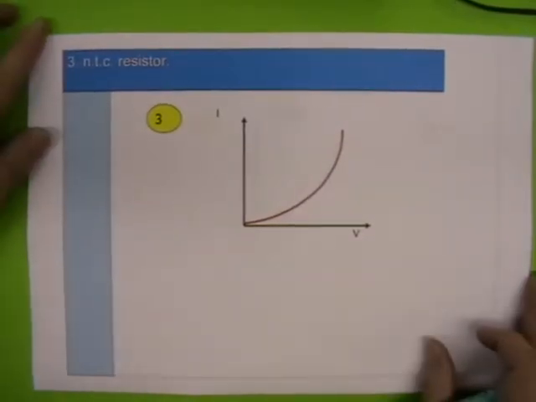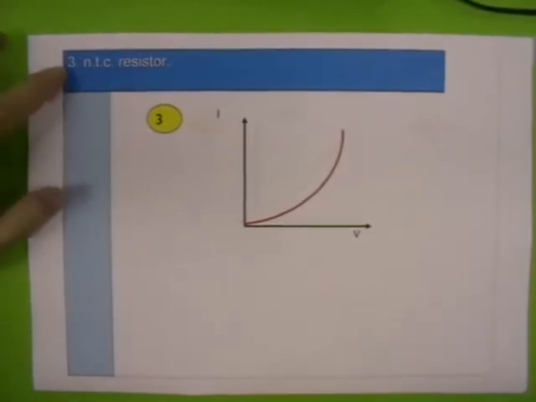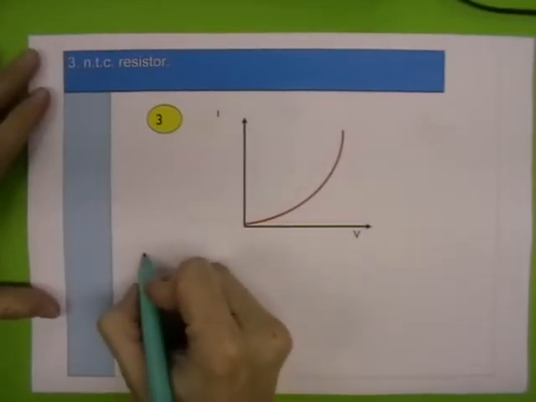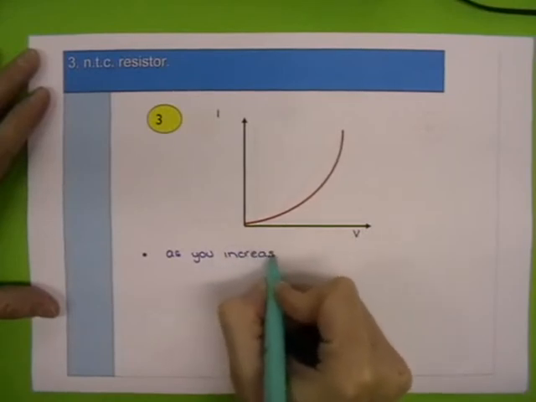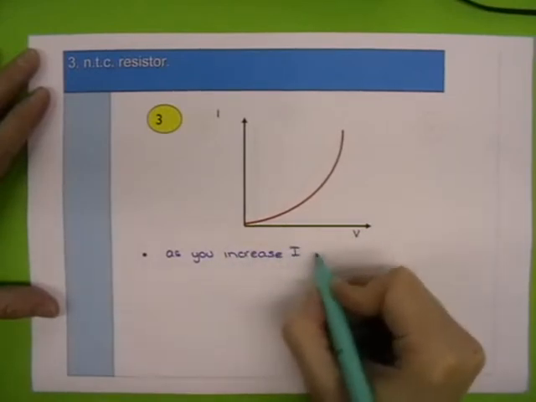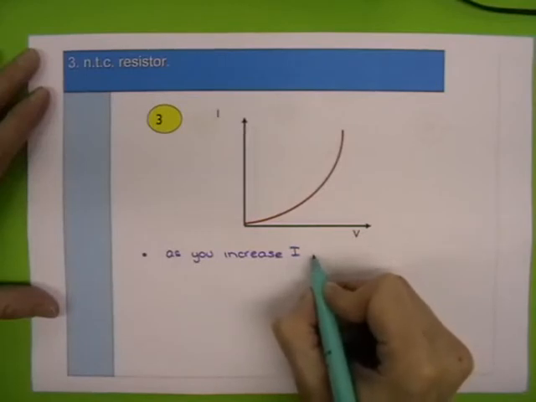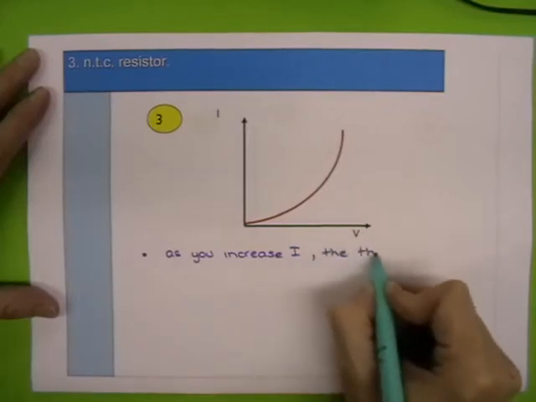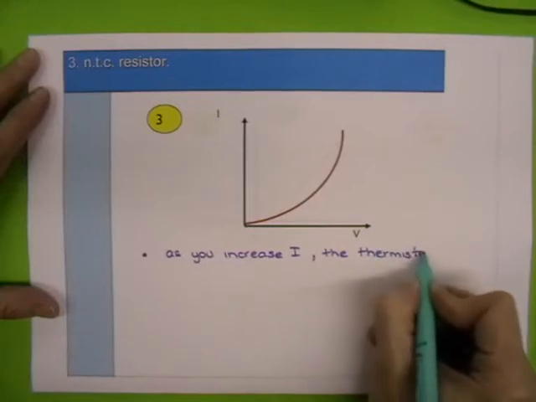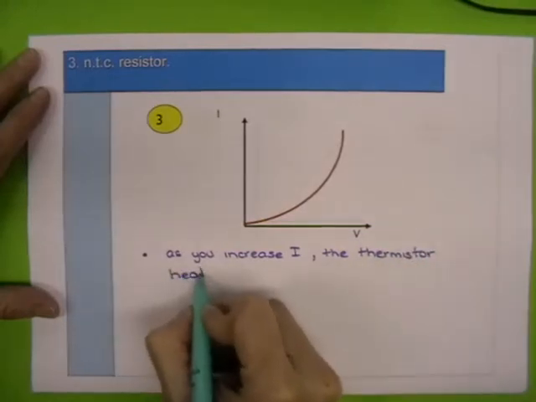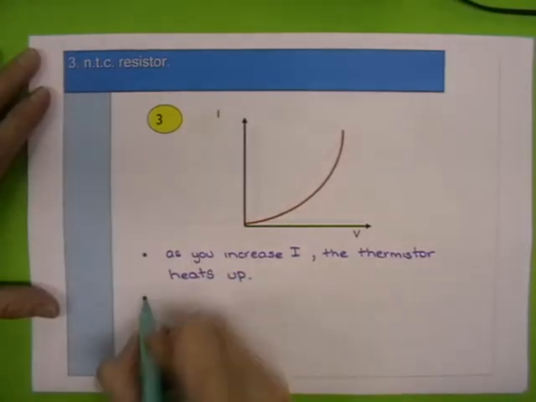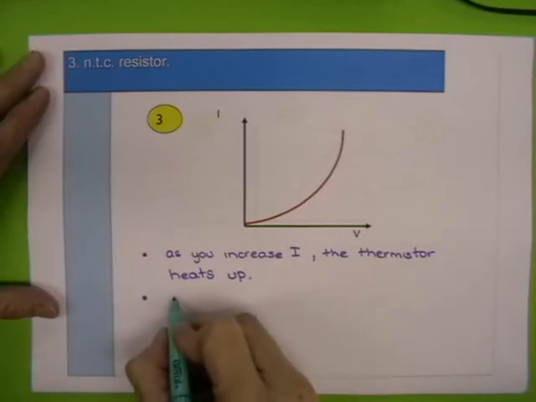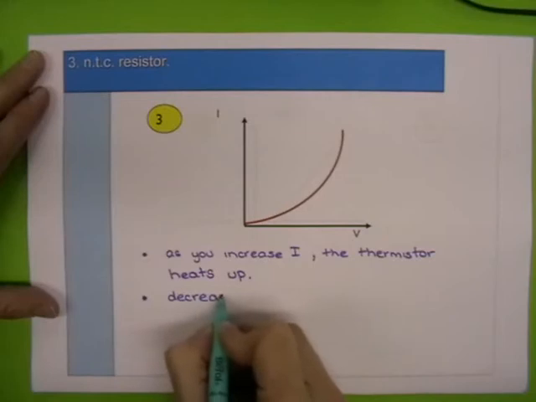The next component is a negative temperature coefficient resistor, and this does the opposite to the filament bulb. So, as you increase I in the NTC thermistor, the thermistor heats up. But the effect of that is, this time, it actually decreases the resistance of the thermistor.